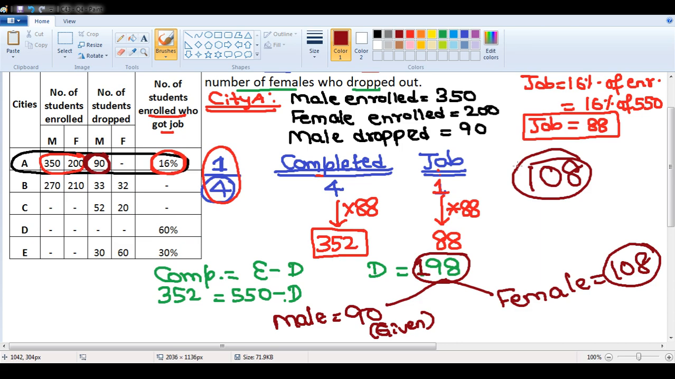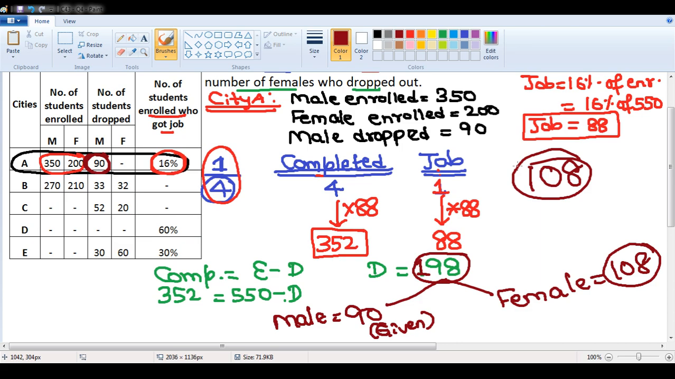I hope the idea is clear, sir. Nowhere in the entire screen will you find a variable or a formula. "Completed is enrolled minus dropped out" is what is given in the question. That is not what I am taking. So that is not a variable according to me. That is something which is information given.